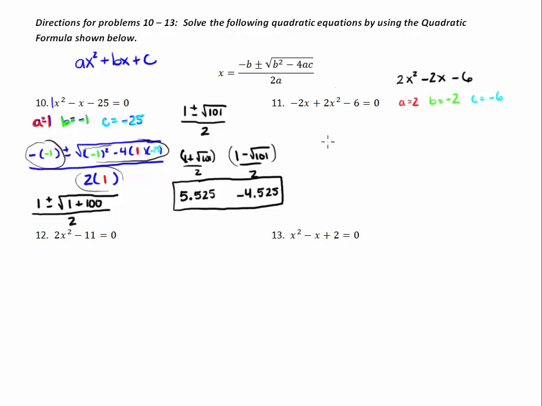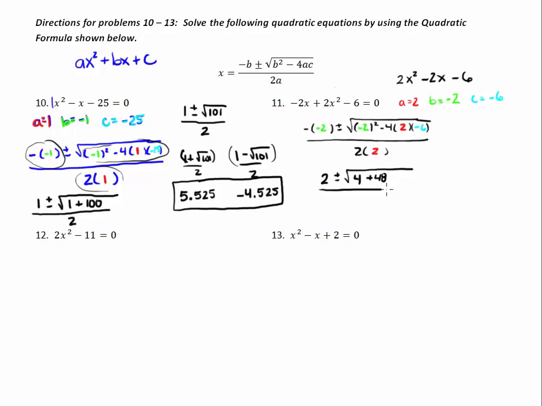So when we do our quadratic formula, we have negative b plus or minus the square root of b squared minus 4 times a times c, all over 2 times our a value. So we've got an a value here, an a value there, b values here and there, and our c value right here. Okay, so let's simplify this one step at a time. So I've got a negative 2 makes it positive 2, plus or minus the square root of, let's do this in 2 steps. Negative 2 squared is positive 4. Negative 4 times 2 is negative 8. Negative 8 times negative 6 is positive 48.